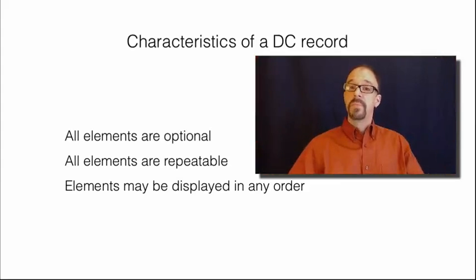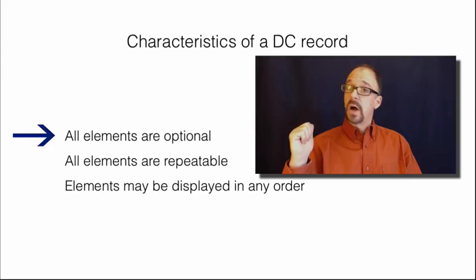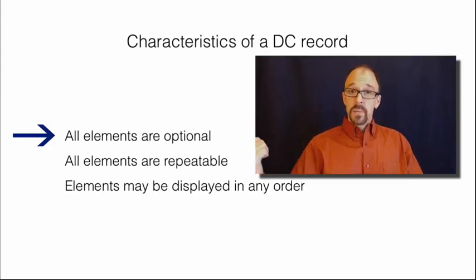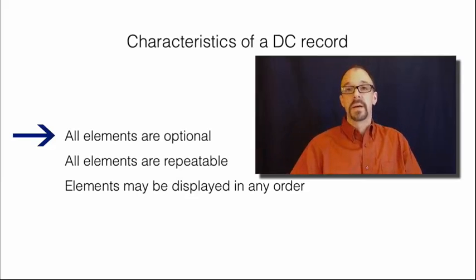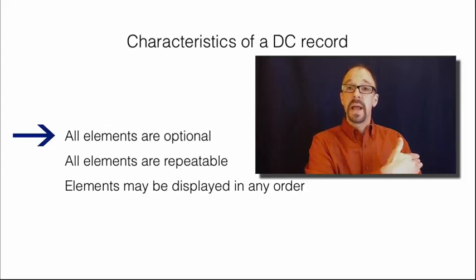But broadly, those metadata records have a few characteristics. And the first is that all elements are optional, right? In the previous unit, we talked about music that may not have a subject, other art forms that may not be about something, strictly speaking. So if you don't have a subject for a resource, you just leave the subject element out. You just don't use it.